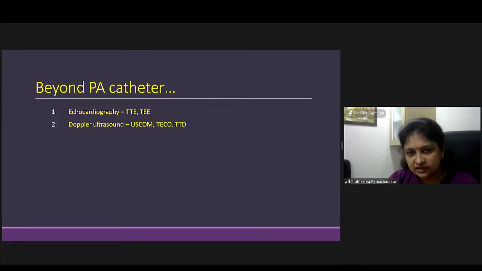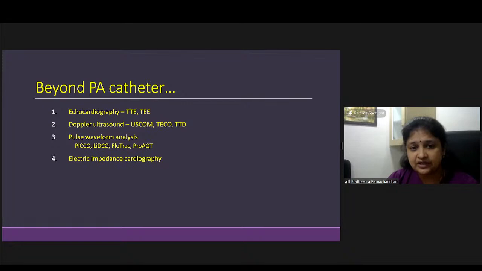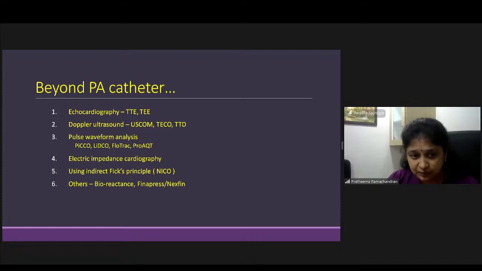Then pulse waveform analysis, PiCCO, LiDCO are minimally invasive. FloTrac is also the same. It needs an arterial line in situ. And we also have electrical impedance cardiography. And we have others like NICO, which uses the indirect Fick principle, and bioreactance and Nexfin.